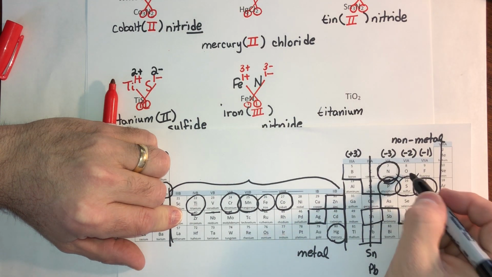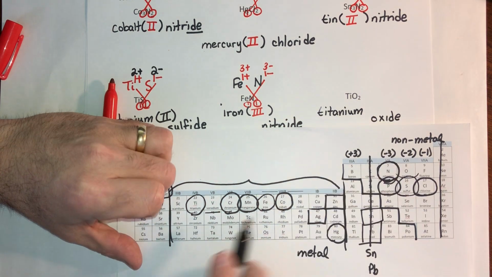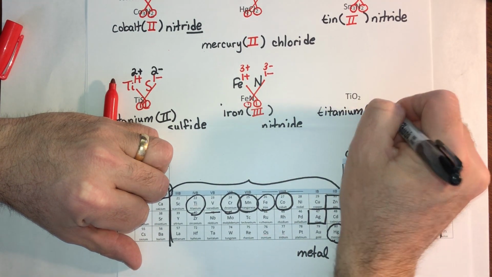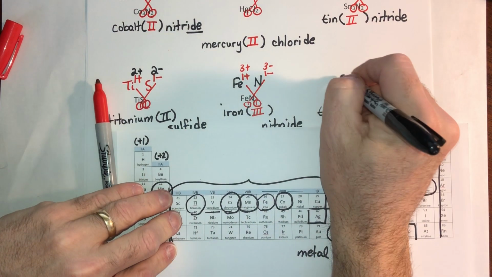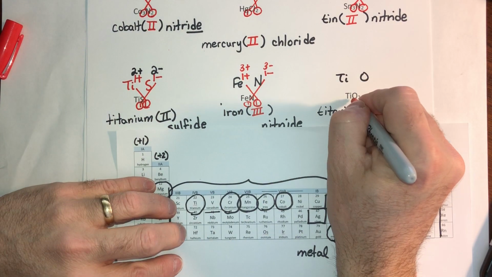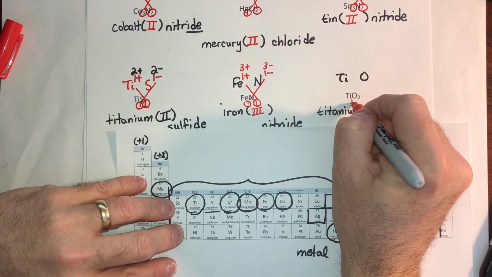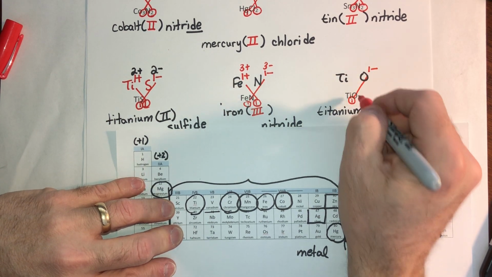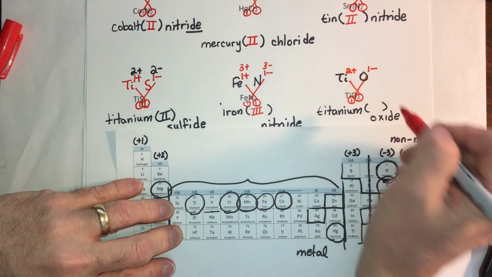O is oxide. Titanium is a transition metal. It's not one of the exceptions, so it needs Roman numerals. If we do our crisscross thing, here's my titanium, here's my oxygen. You have 1 titanium, right? If there's no number, it's a 1. So if you've got 1 titanium, that means the charge on the oxygen was 1 minus. If you've got 2 oxygens, that means the charge on the titanium is a 2 plus.